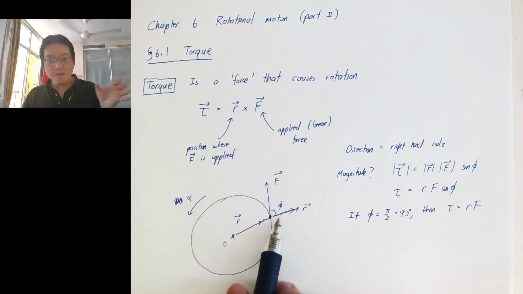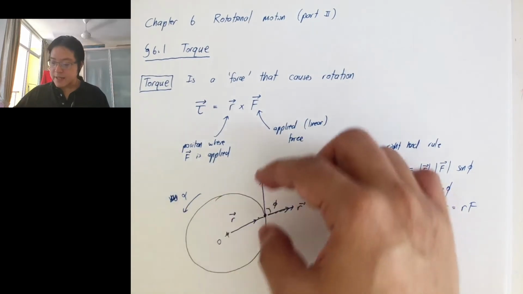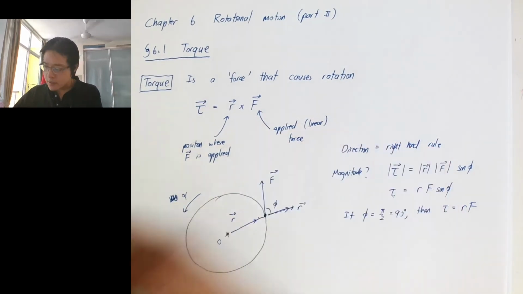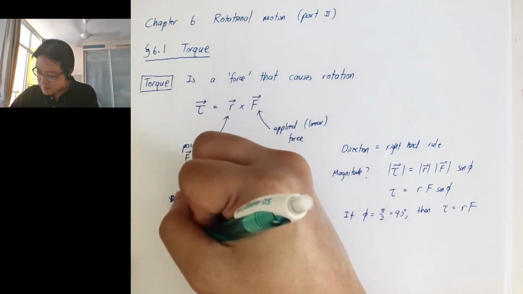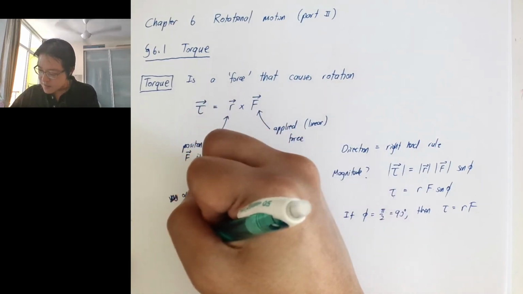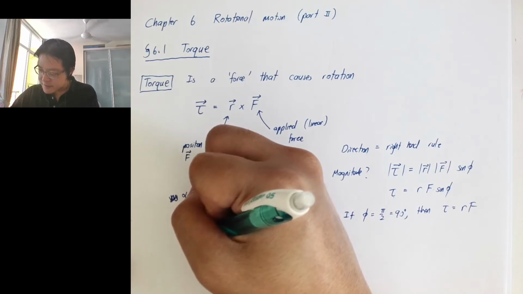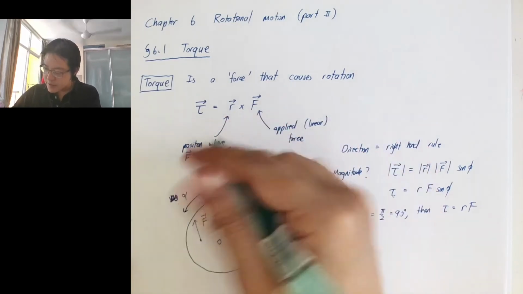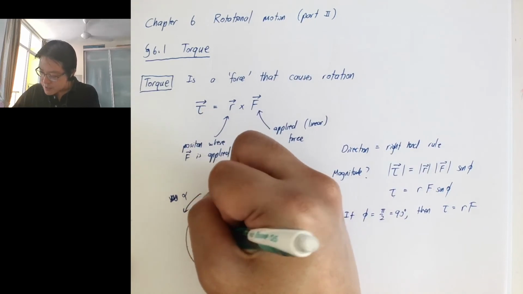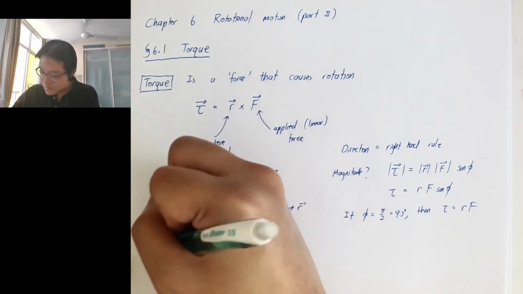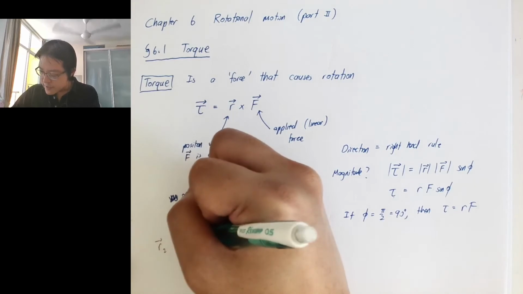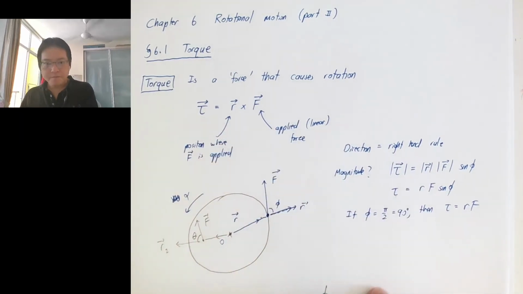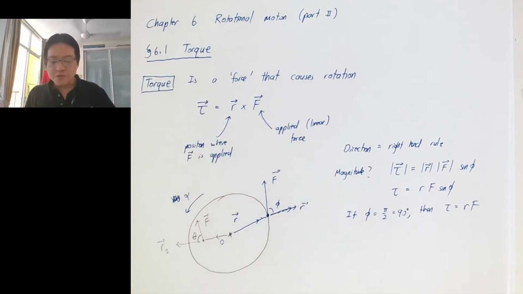Just to make it even more clear, what happens if I take the same force but exert it here? In fact, I can exert it on a different point. So I take the same F, I put it here, and this time my position vector is r2. This is my new angle, so let's call this theta. And then I use my right hand rule.